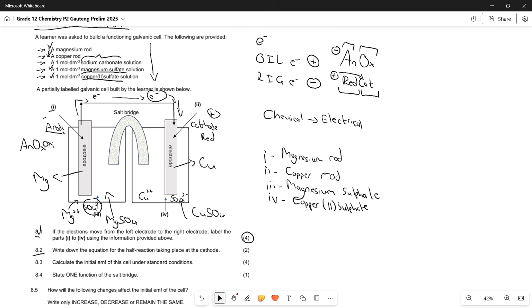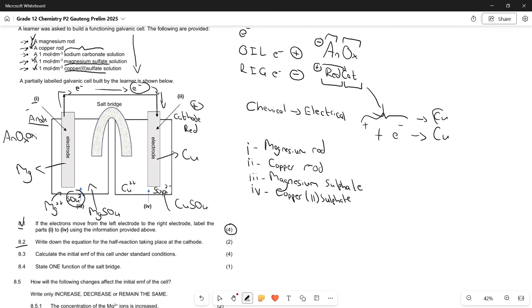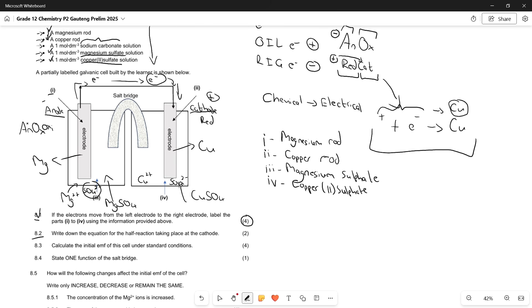Then 8.2 says write down the equation for the half reaction taking place at the cathode. So at the cathode we have reduction taking place. Reduction is the gain of electrons, which means we're going to have our ion plus however many electrons, and this is going to form the metal we're dealing with. These electrons are on our reactant side, and they become part of the metal on the product side. We know at the cathode we had the copper, so we're just going to reference table 4b in order to write this equation with the correct charges and the correct amount of electrons.